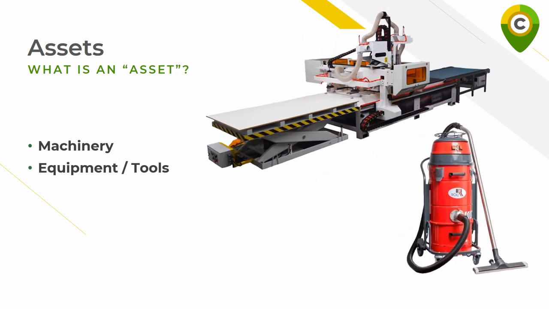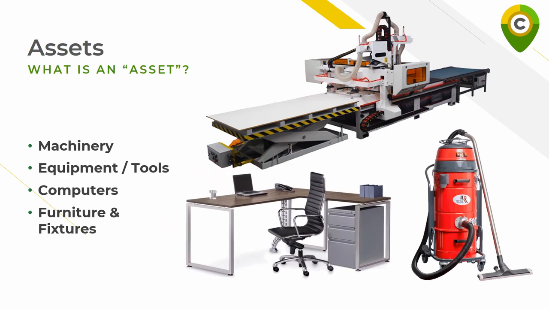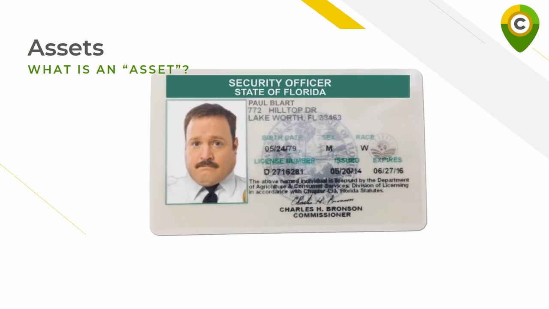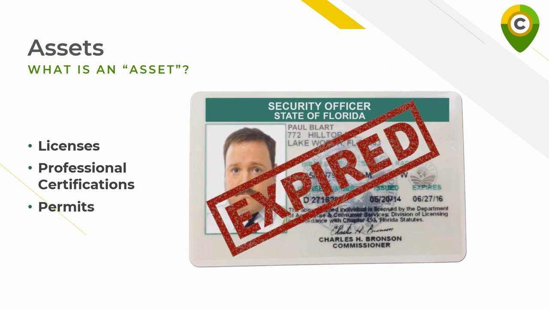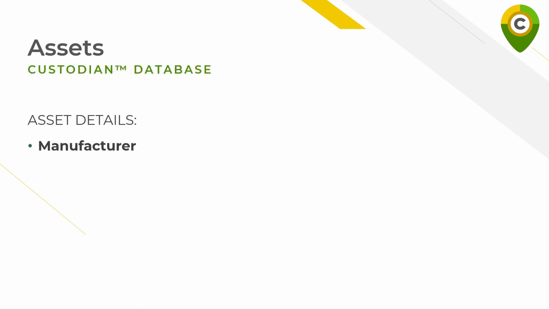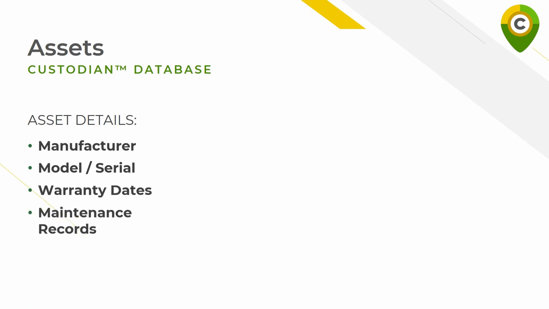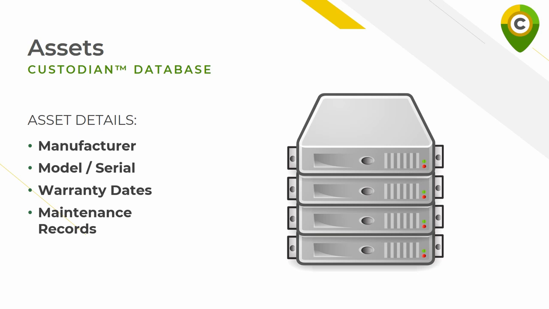That includes machinery, equipment, tools, computers, furniture, fixtures. These are all assets. Even less tangible things like licenses, certifications, and permits. These are also assets. The asset database includes details like manufacturer, model and serial numbers, purchase dates, prices, warranties, repair records, upcoming scheduled maintenance, everything you need to know about an asset.